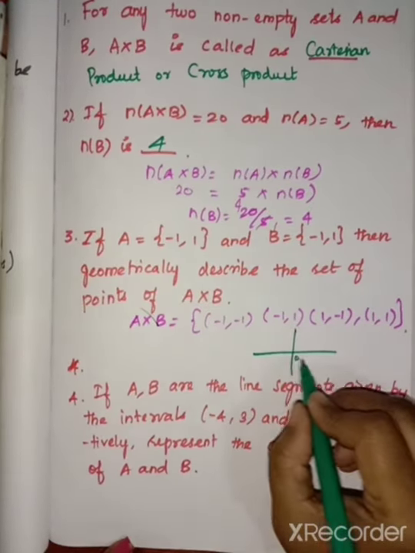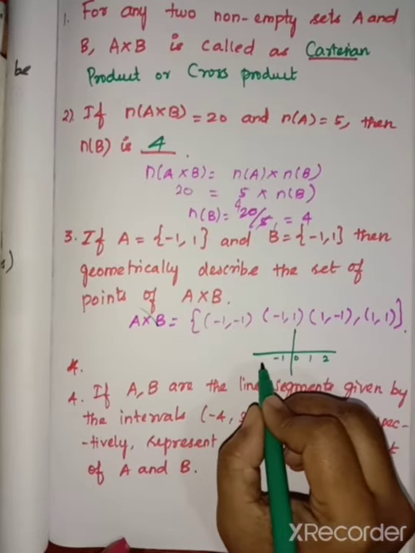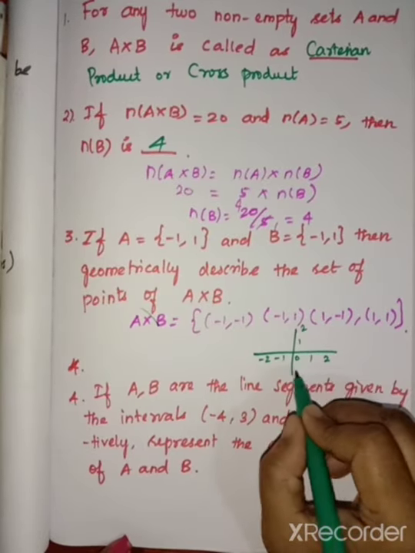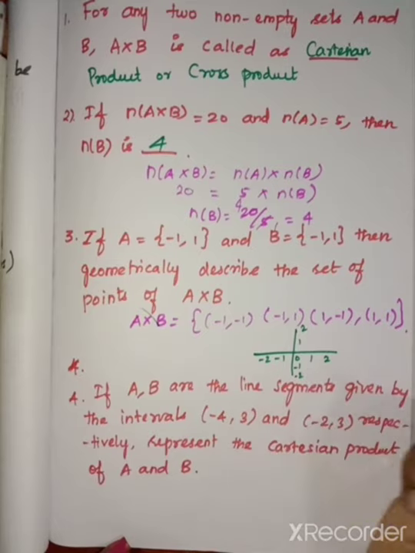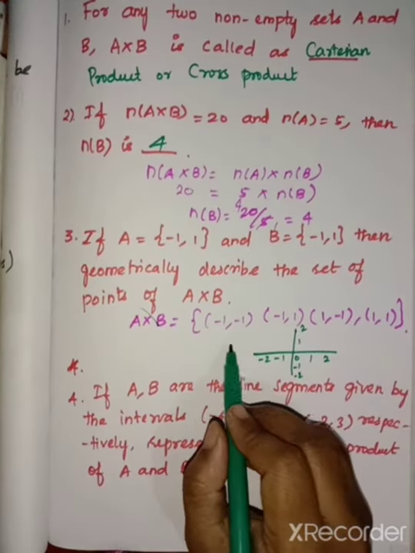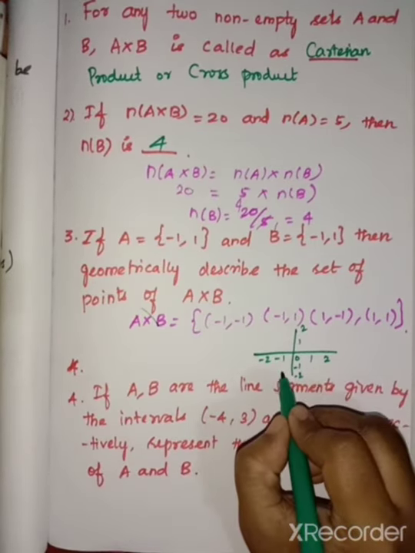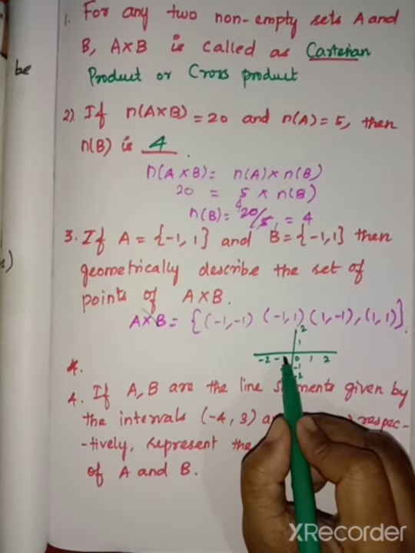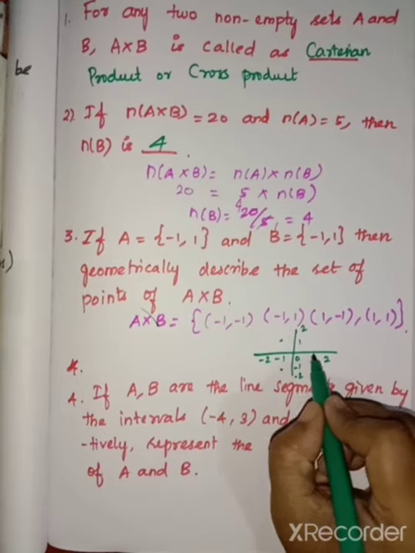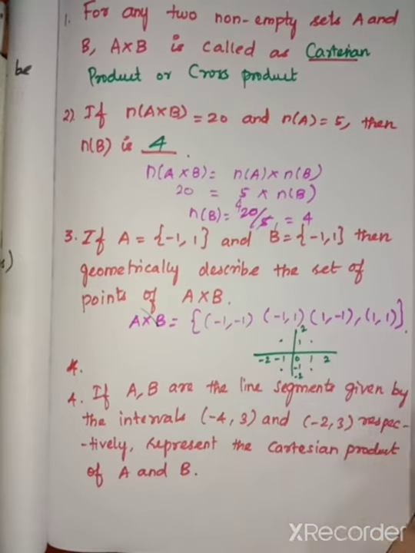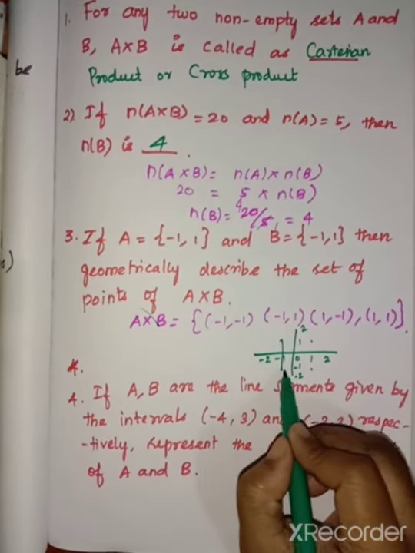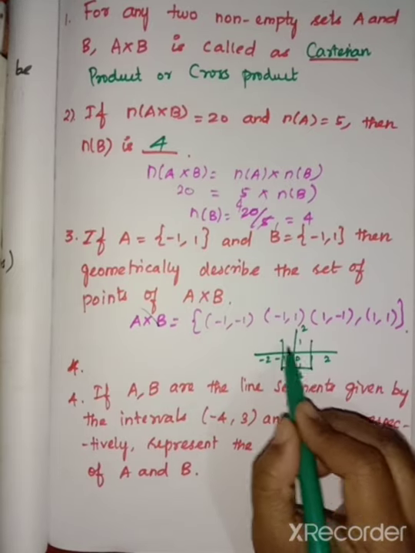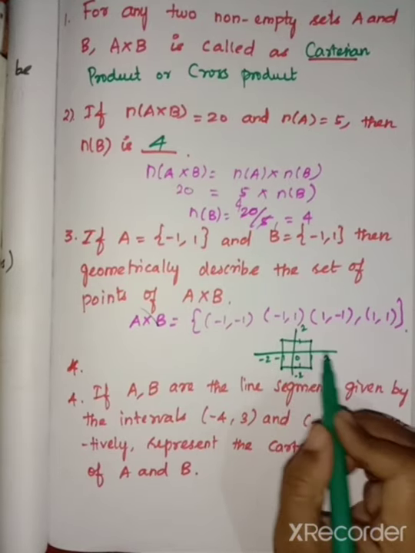Here we have 0, 1, 2, here minus 1, minus 2, likewise 1, 2, and here also 1, minus 1, minus 2. Here we have the point minus 1 comma 1. Minus 1 comma minus 1 is here. Then minus 1 comma 1 is here, 1 comma minus 1 is here, 1 comma 1 is here.